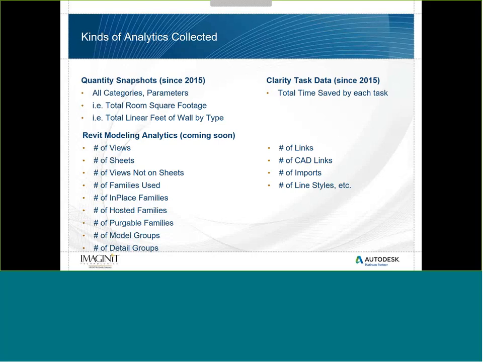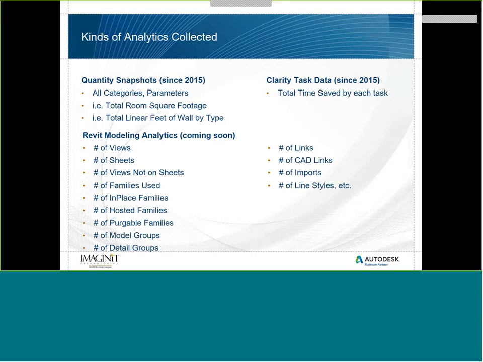Now, as Autodesk has continued to open up some of Revit API, and as we are diving into that and really expanding our tool set, in coming releases, we're able to start analyzing things like number of views, number of sheets, the number of families that are used, number of CAD links, purgeable, hosted, model groups, detail groups. We're going to be able to track most of this information through Clarity very quickly.